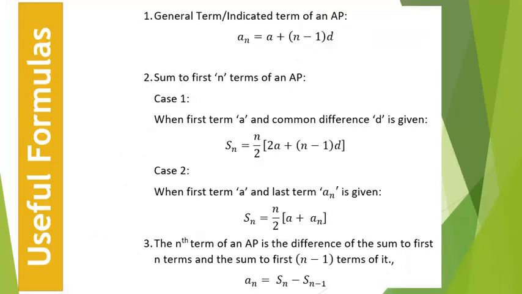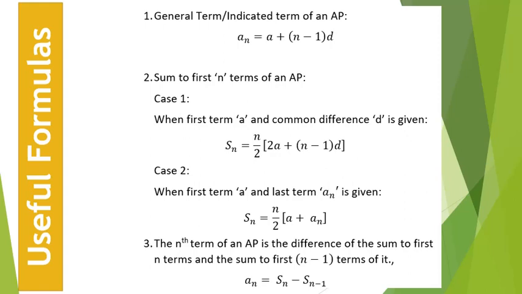Now here in this slide, all the useful formulas. The very first formula that we have already learnt is for the general term: a plus (n minus 1) d. The second formula is the sum of the first n terms of an AP, two cases that we have already discussed: n by 2 times (2a plus (n minus 1) d), and second, n by 2 times (a plus an).